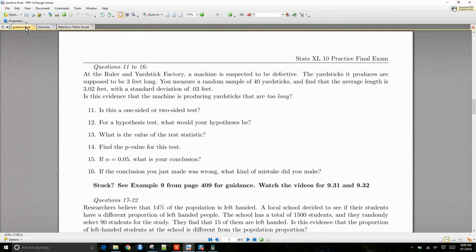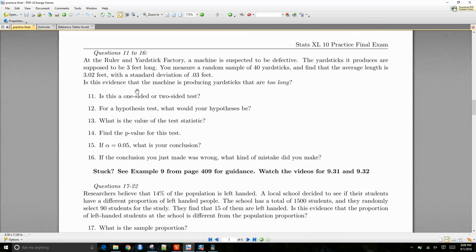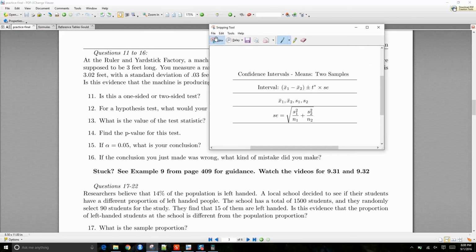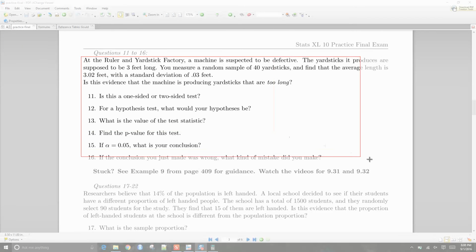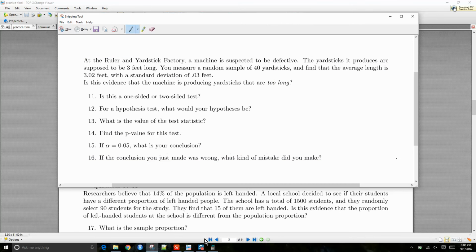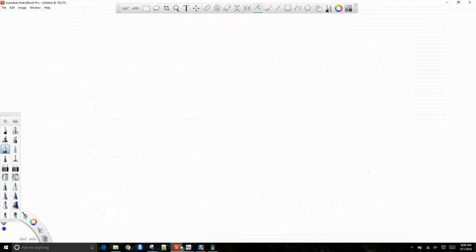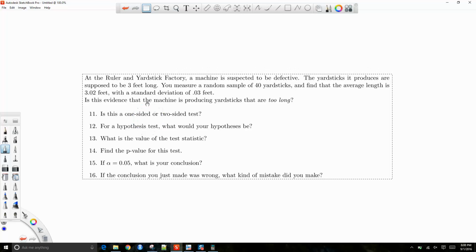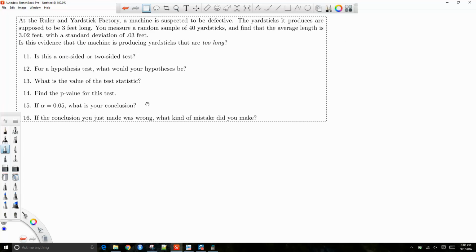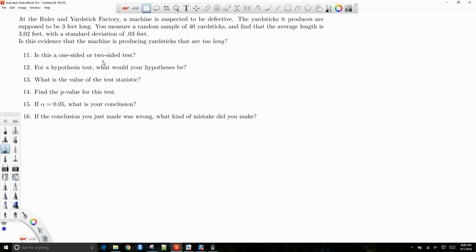Okay, so with the next one here, we're going to the ruler and yardstick factory. Who makes rulers and yardsticks these days? Mead? I don't know.